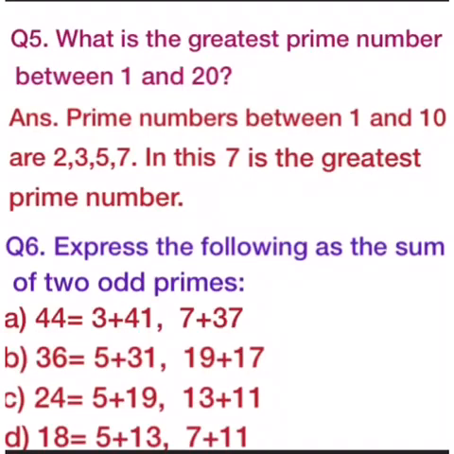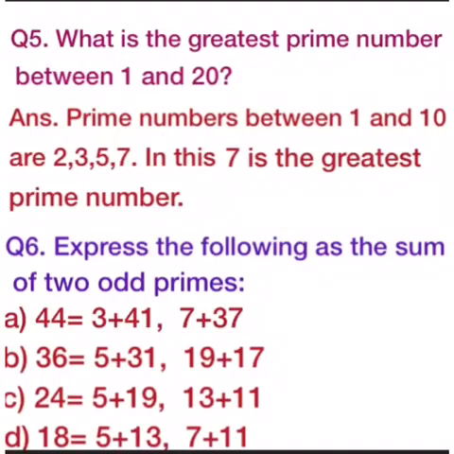Now children, we have 36. We have to find out any two odd primes which when added give 36. So here we have two odd primes 5 and 31 and when they are added it gives 36. Another set of numbers are 19 and 17. Again when 19 and 17 are added they give 36.